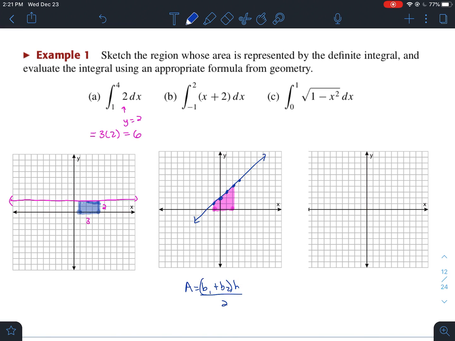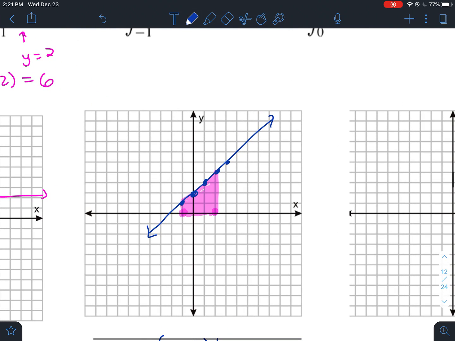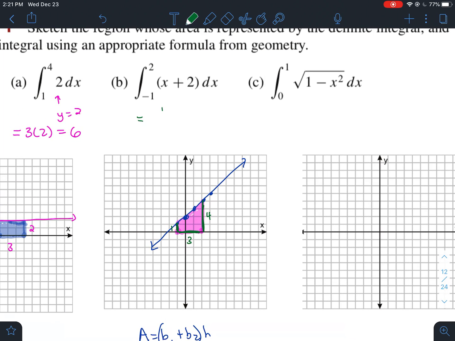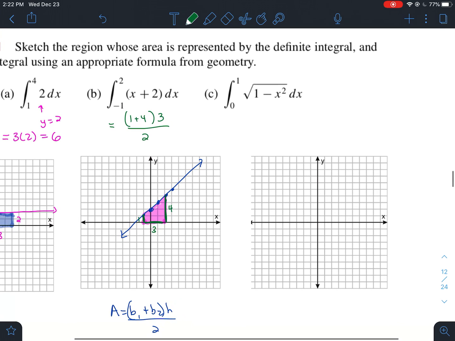And that's a trapezoid. You could also change that into a rectangle and a triangle above it, but we'll do the trapezoid. And so remember to find the area of a trapezoid, it's base 1 plus base 2 times the height divided by 2. So my two bases are going to be, here's my first base, so my first base is 1. My second base is 1, 2, 3, 4. And then on the side would be the height. So the height of my trapezoid is 3.